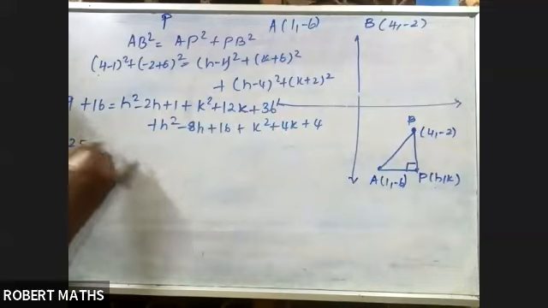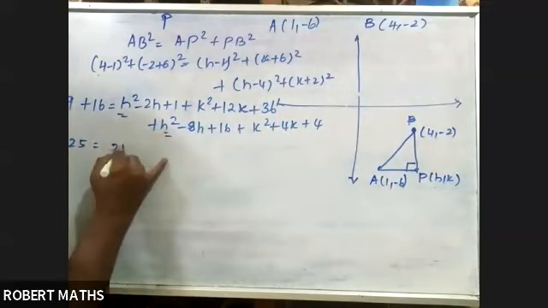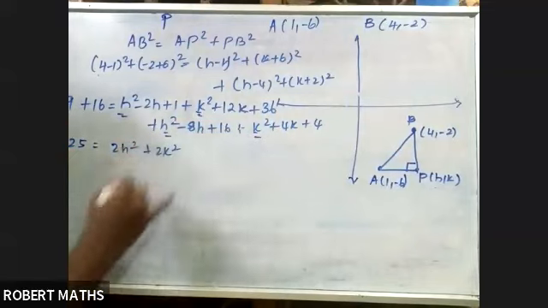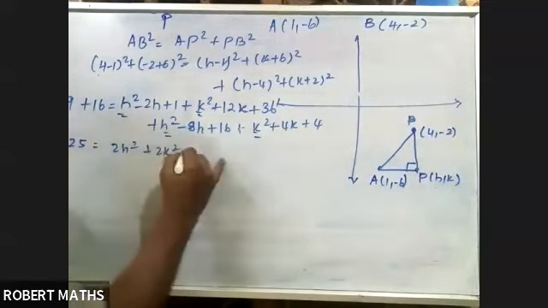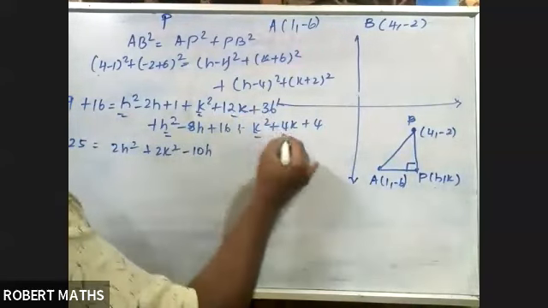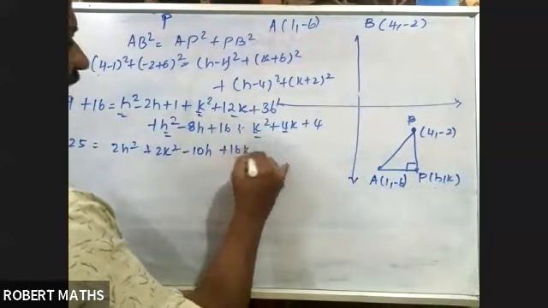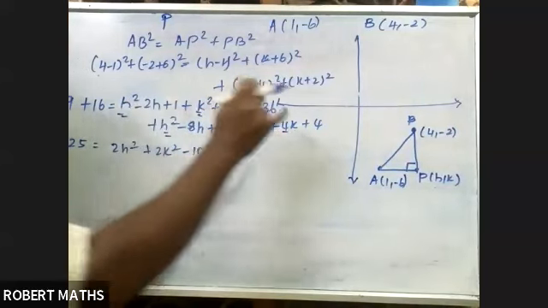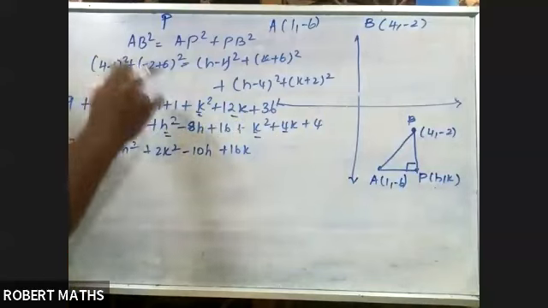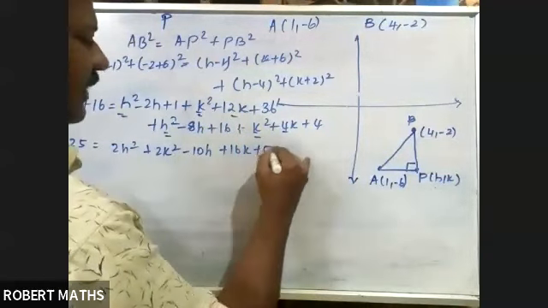9 plus 16 is 25. H square plus H square, 2H square. K square plus K square, which is equal to 2K square. And minus 2 minus 8H, minus 10. Add or subtract the like terms. 12K plus 4K is equal to 16K. Then the constant terms: 1 plus 36 plus 4, 40. 40 plus 16, 56. 56 plus 1, 57.